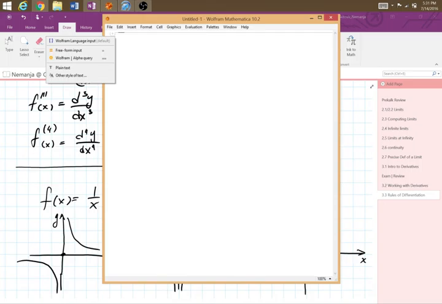So, Desert Island, this is the one you use, right? You wouldn't leave without your laptop with Mathematica on it, I hope. Yeah.